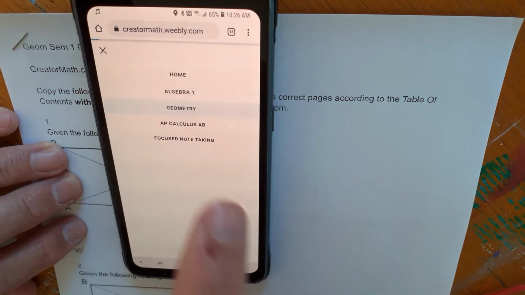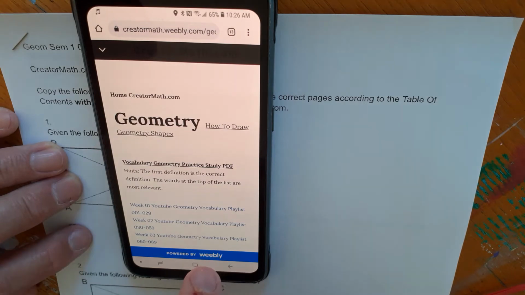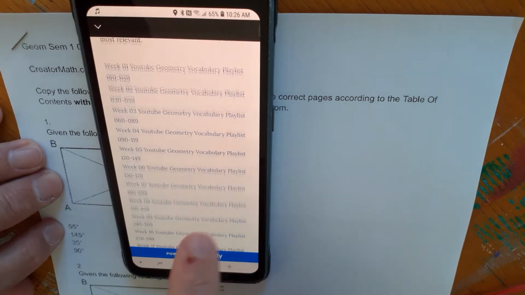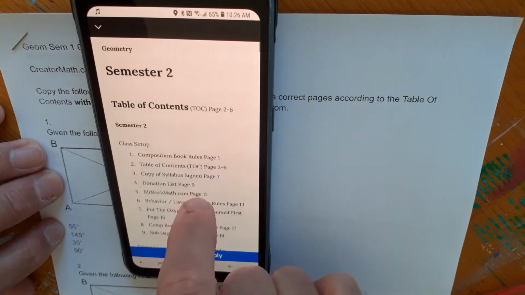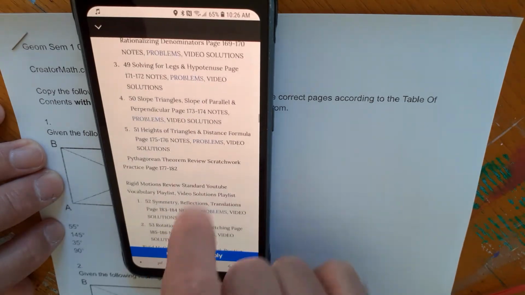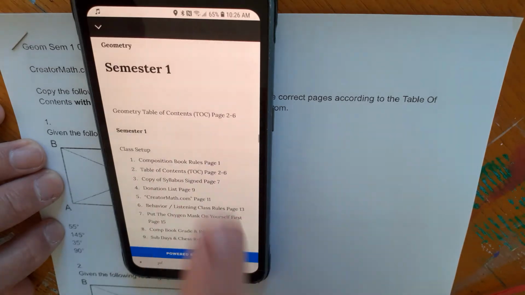We go over to the Geometry tab to find all the notes, the videos, the problem sets, and the vocabulary. We're going to pass by the vocabulary right here. This PDF has all the vocabulary for the entire year, Semester 1 and Semester 2. We're going down to Semester 1, and it's a little bit odd that it's out of order, but probably by the time you see it, it'll be in order.